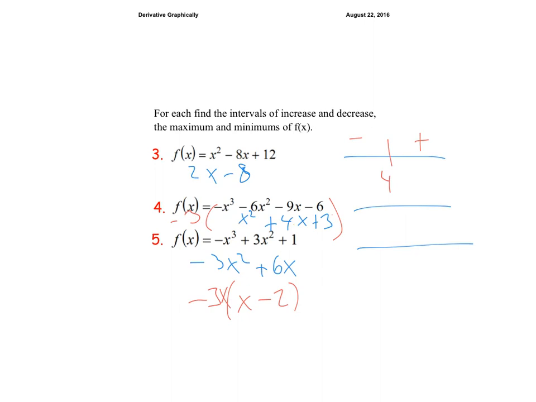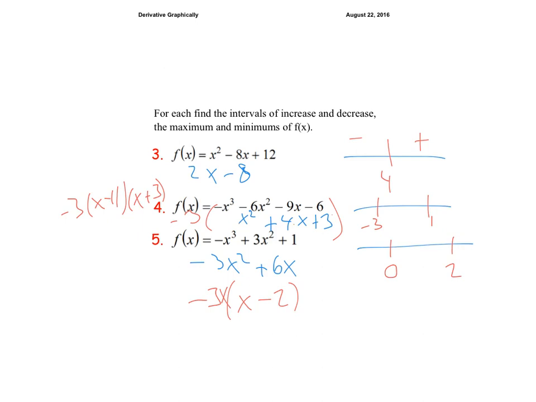So let me just write it right there. -3, x plus 1, and x plus 3. Alrighty. So that would be -3 and positive 1. And that would be 0 and 2. And we're good to go.